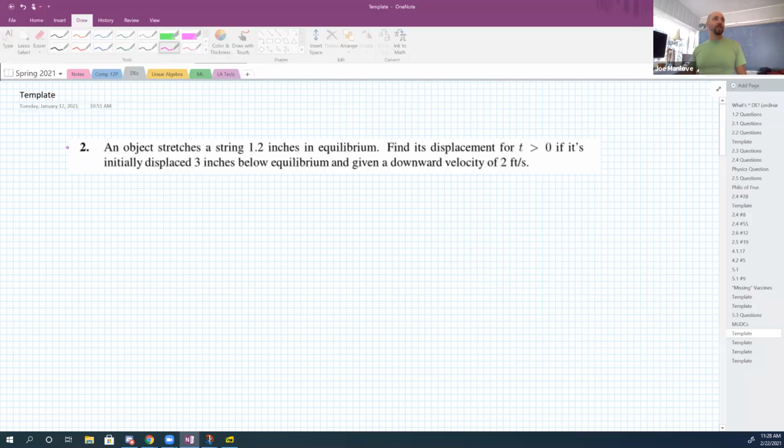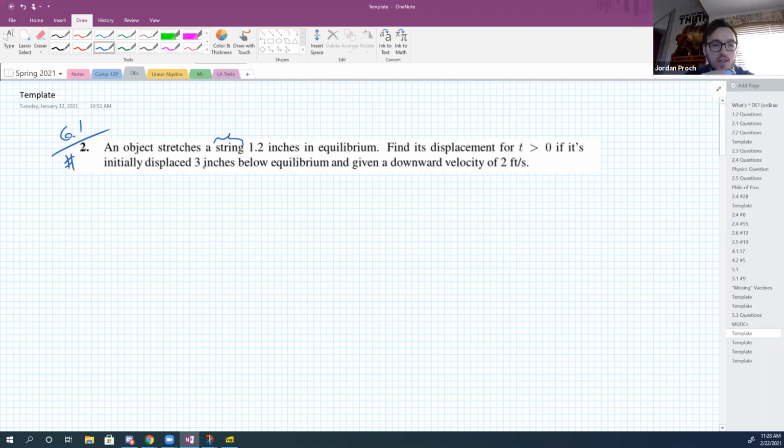All right. So let's see if we can talk our way through 6.1, number 2. So we're just warming up, right? Stretching out. Okay, so I have an object stretches a string 1.2 inches in equilibrium. Okay. Find displacement for. I'm assuming they meant instead of string here. What do you think they probably meant? Spring. Yeah, I'm gonna assume they meant spring because they didn't teach me to solve string problems in here. Okay, so that's good.